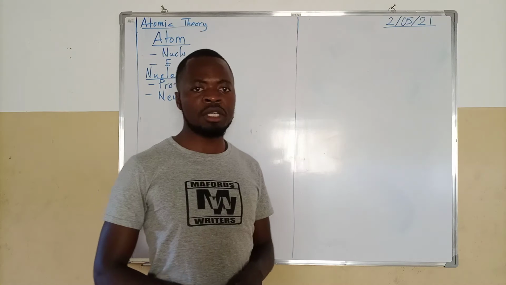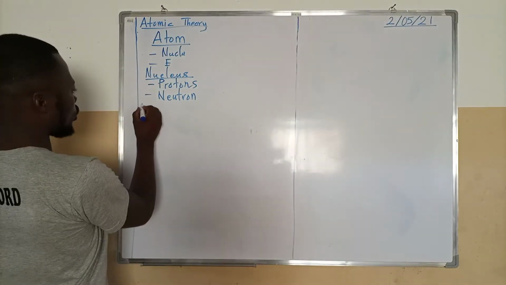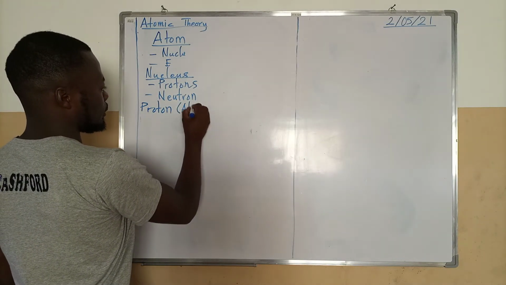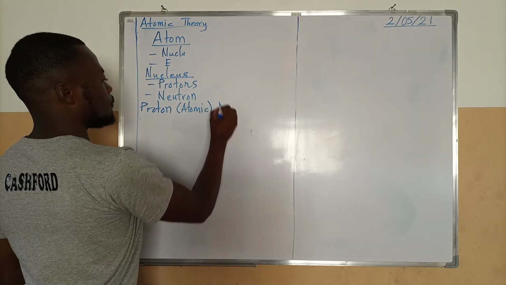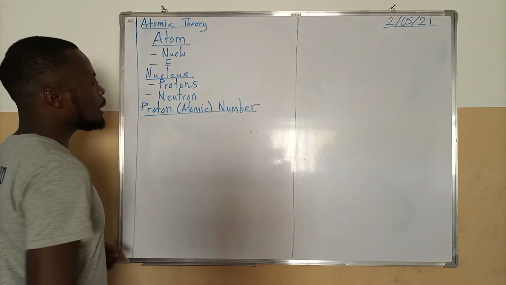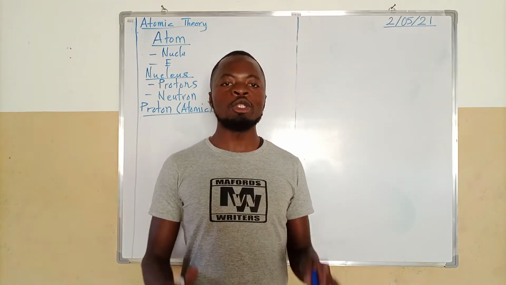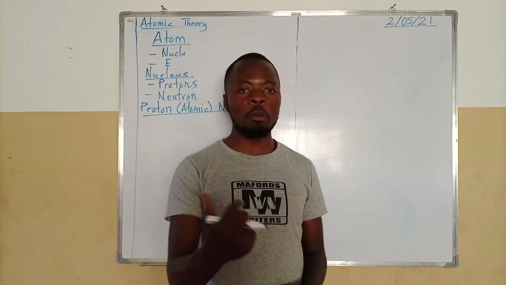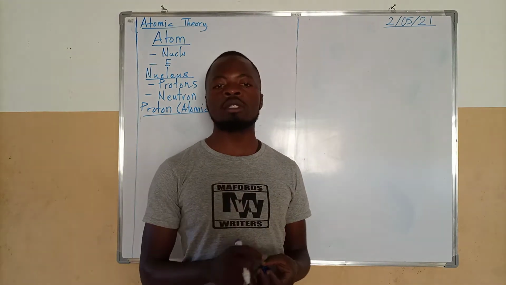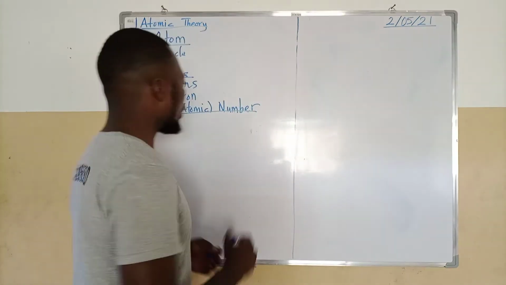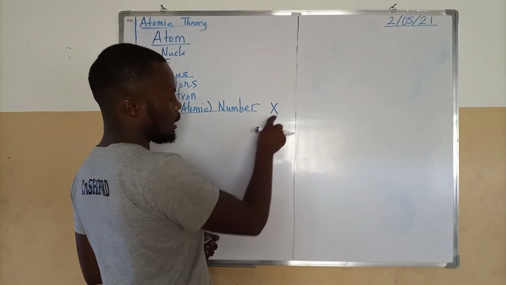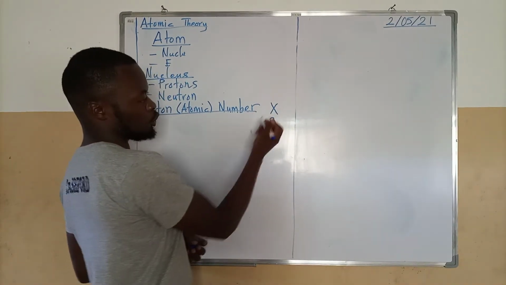Now, in chemistry, we have to understand what is known as the proton number, or atomic number. In the nucleus of an atom, the total number of protons in the nucleus is what we call the atomic number or proton number. So the atomic number is the total number of protons in the nucleus of an atom. So when we have any nuclide of an atom, the number which is found beneath the chemical symbol is what we are calling the proton number.